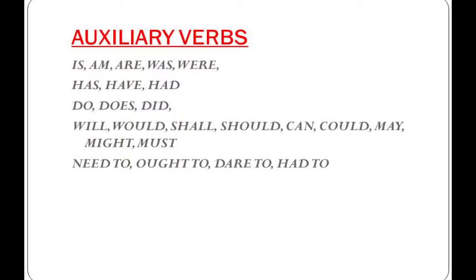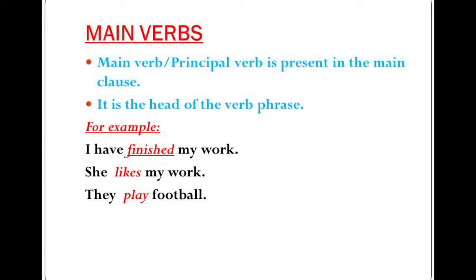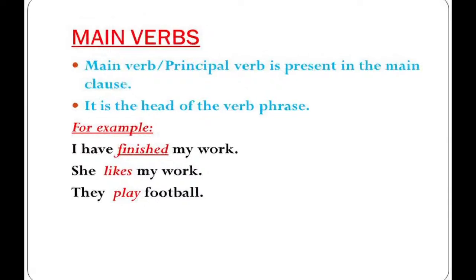Okay. After this, we will discuss main verbs. In our next slide, we will discuss the main verb, and main verbs are also known as principal verbs because they are main in the sentence. Main verb, principal verb, is normally present in the main clause, and it is the head of the verb phrase. You can see some examples there. Red alphabets are main verbs. You see, I have finished my work. Have is one of the auxiliary verbs, and finished is the main verb. Finished is the main verb in the first example. Similarly, in the second example, you see she likes my work.